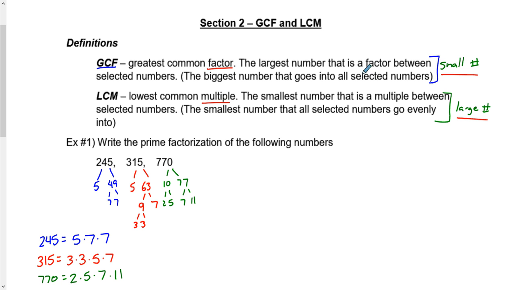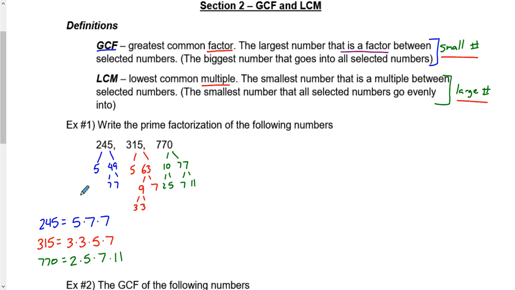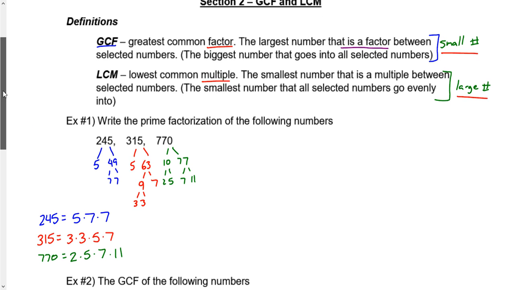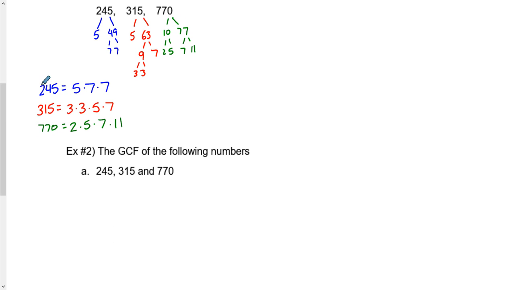It's the largest number that is a factor between selected numbers. So basically, it's looking for what is the biggest number that is in all of our numbers. Well, you may look at this and say, okay, 245 has a 5, a 7, and a 7. 315 has a 3, a 3, a 5, and a 7. 770 has a 2, a 5, a 7, and an 11. Well, the number that is in all of them, yeah, is 7.